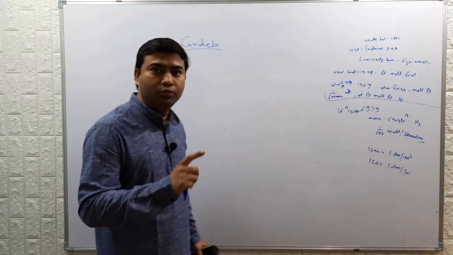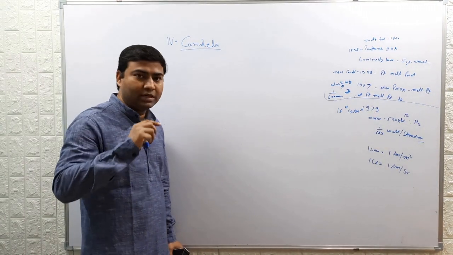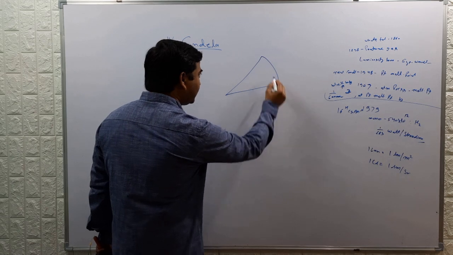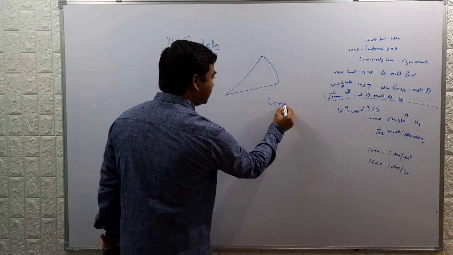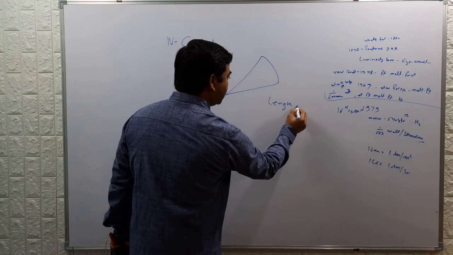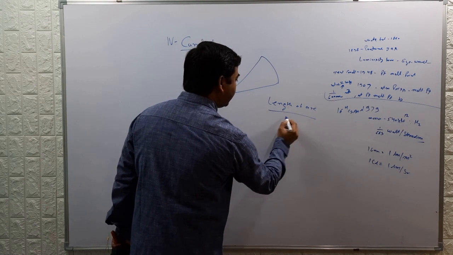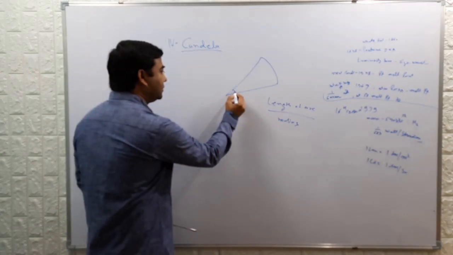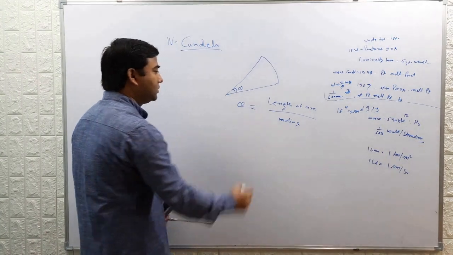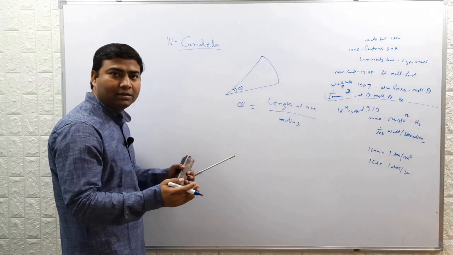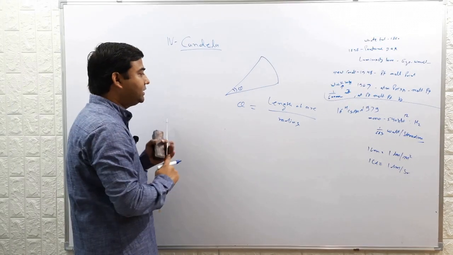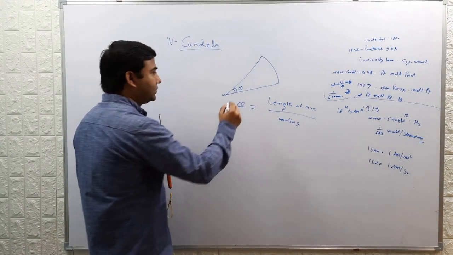Before going to luminous intensity and candela, you must have a basic idea about what is solid angle. Angle is defined as the length of arc by radius. That is the definition of normal angle subtended by a circular arc at the center of a circle.